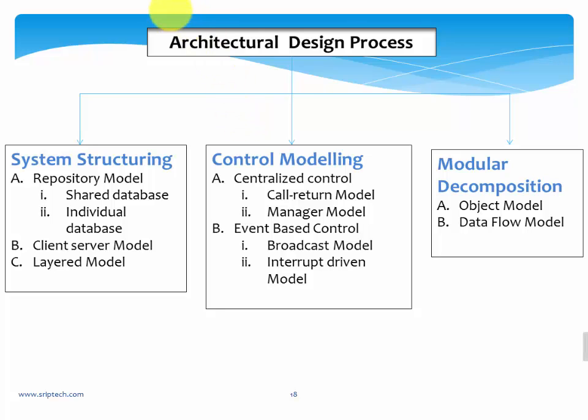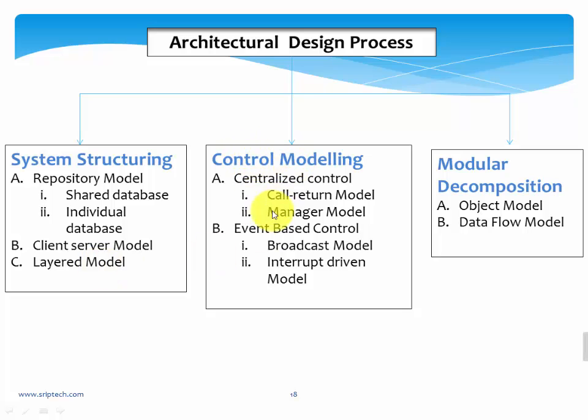Now quickly I am going to summarize what we have done in the architectural design so far. We know that architectural design consists of three levels. We had system structuring, control modeling, and modular decomposition. For system structuring, we saw the repository model, where we had two flavors: the shared database and the individual database, where the database was in a central place. And we looked into the client server model and the layered model.